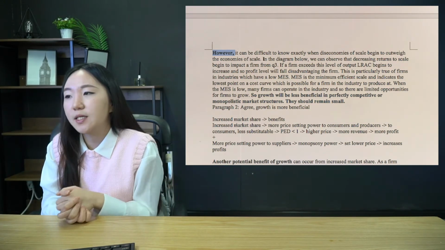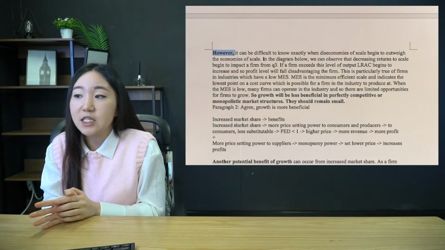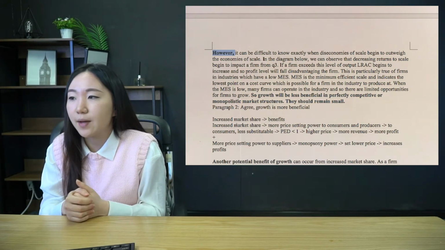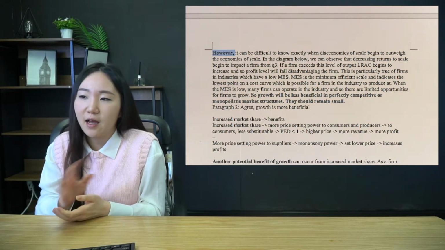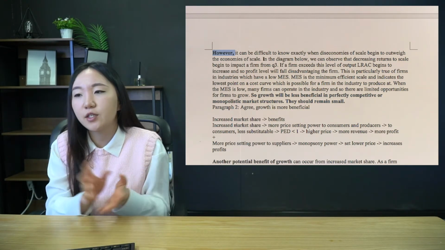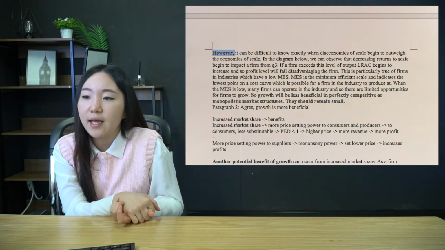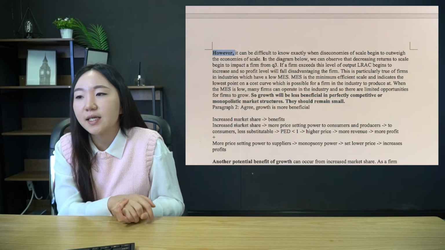So when diseconomies of scale begin to outweigh the economies of scale, in the diagram below, we can observe that decreasing returns to scale begin to impact a firm from Q3. Again, I haven't put the diagram in, but hopefully you can understand. Even in the kind of evaluation or the opposite side, I am incorporating the diagram in, which makes my analysis a little bit more sophisticated.